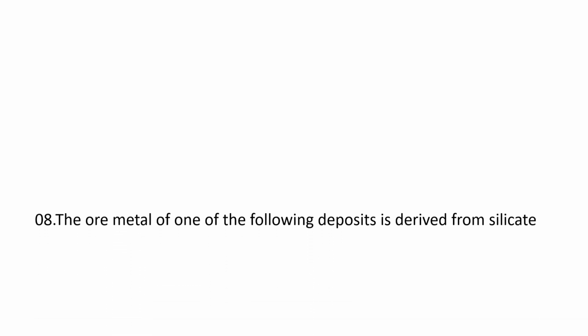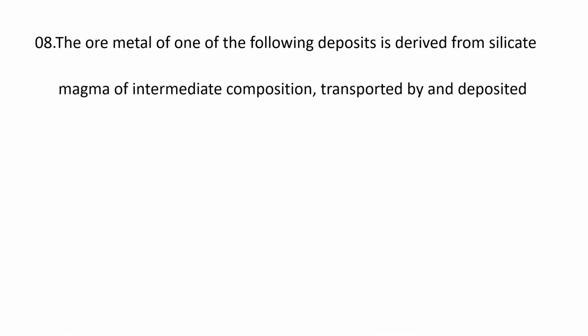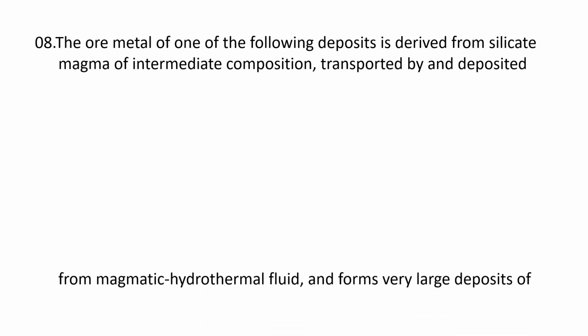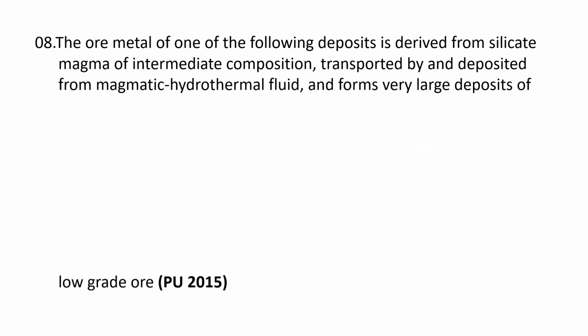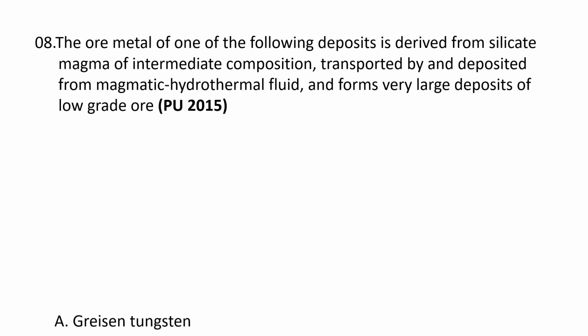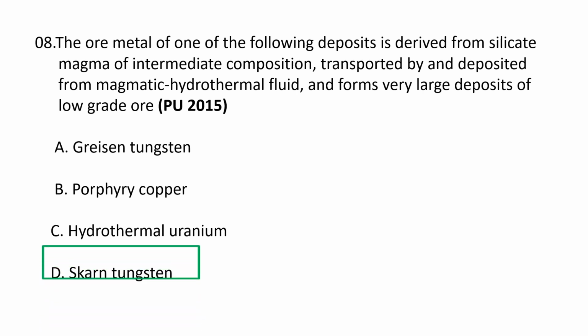Next question. The ore metal of one of the following deposits is derived from silicate magma of intermediate composition, transported by and deposited from magmatic hydrothermal fluid, and forms very large deposits of low-grade ore. The choices are A. Greisen tungsten, B. Porphyry copper, C. Hydrothermal uranium, and D. Skarn tungsten. So the correct option is B.